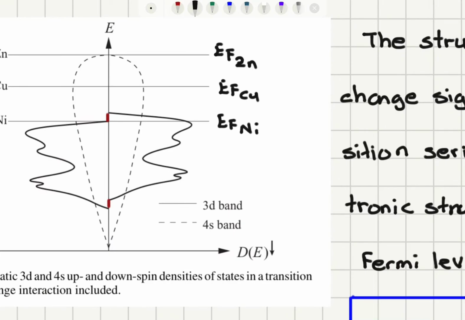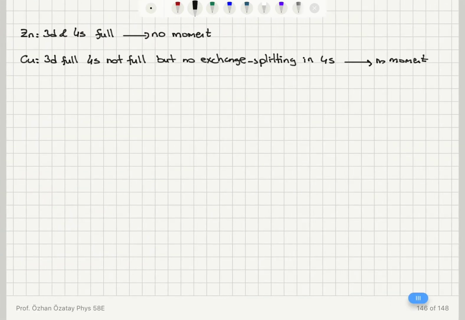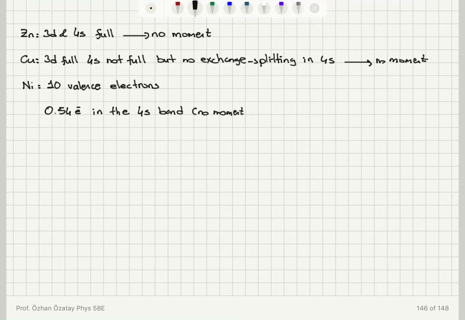Now let's move on to nickel. When we move down a little bit further, we see that it has both 4s and 3d electrons. That basically adds up to a total of 10 valence electrons. If we look at how many electrons are in the 4s band, we find that we have on average 0.54 electrons in the 4s band. So that means there is no contribution to the magnetic moment from them, and we have the remaining 9.46 electrons in the exchange split 3d band.